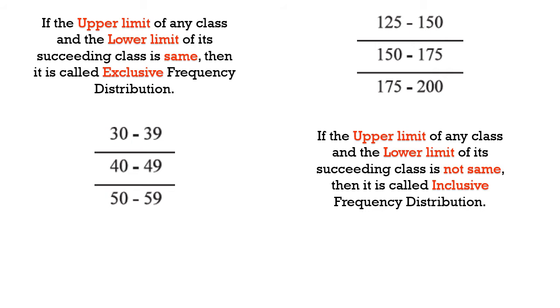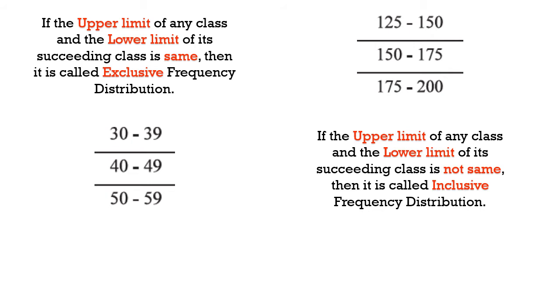Let me clarify one very important difference. In the exclusive frequency distribution, I will take the example of the first and the second class, that is 125 to 150 and 150 to 175. Now for example, my variable, the value itself is 150. That means it may belong to 125 to 150, it may belong to 150 to 175. In that case, 150 will not be put into 125 to 150, but 150 will be shown in 150 to 175, because the 150 as the upper limit is excluded.